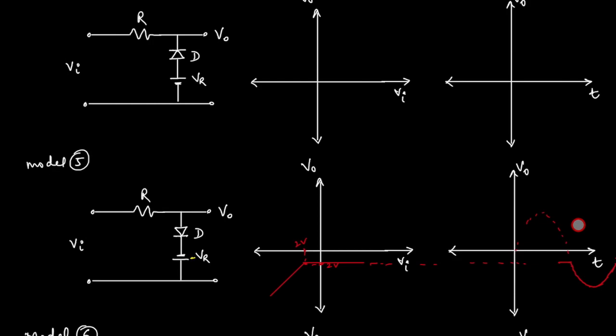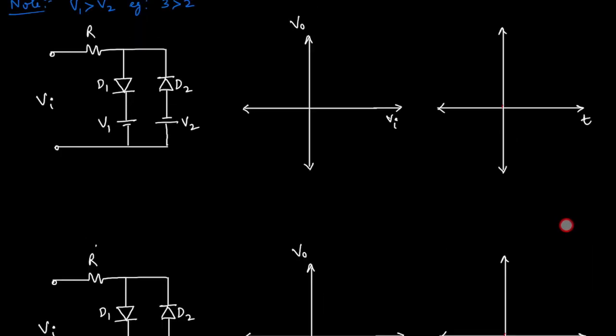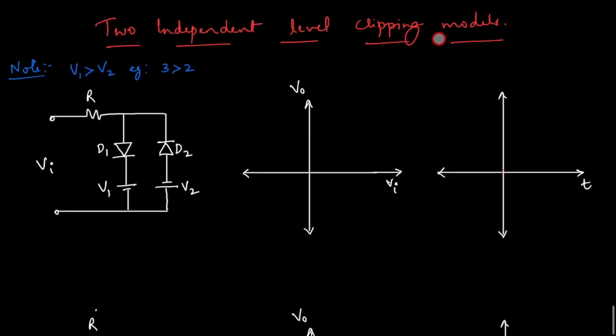So that we will try to implement in the two independent level clipping model, which will generally come in your exam in the form of numericals, that is problems. Now let us see independent level clipping. It looks a bit complicated compared to the earlier one, but it is simple because we are using the tricks we have learned in shunt, because the diode is in shunt, that is, in parallel to the output.